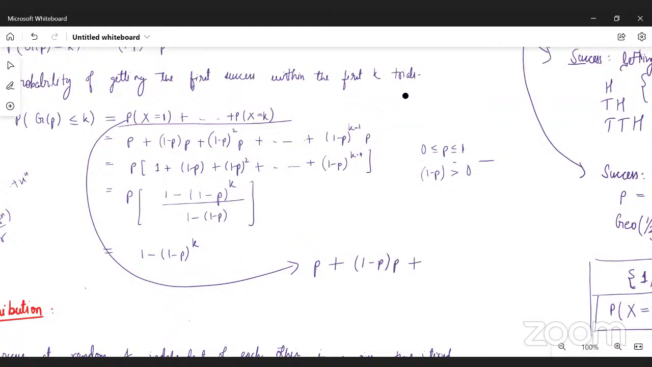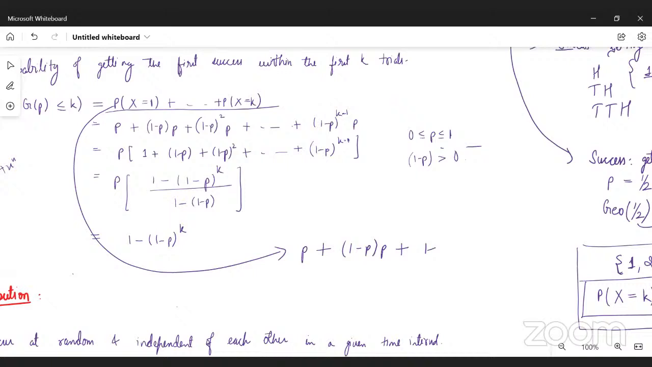What is the probability that x equal 3? 1 minus P whole square into P. And if it has to go to k, it is 1 minus P to the power k minus 1 into P. Right? If we want to solve this expression, I can take P common. If I take P common, it is just 1 plus 1 minus P plus 1 minus P square up to 1 minus P to the power k minus 1.